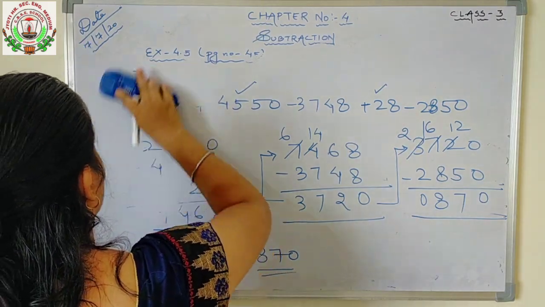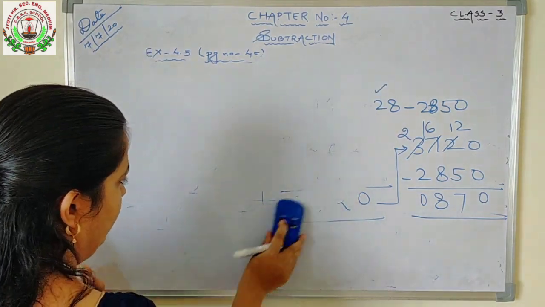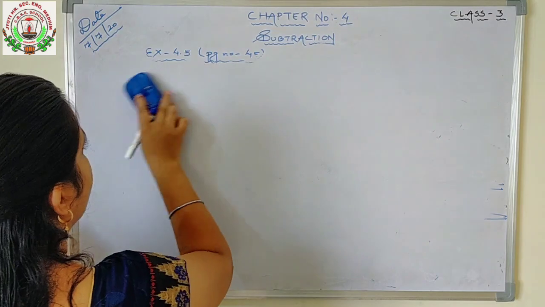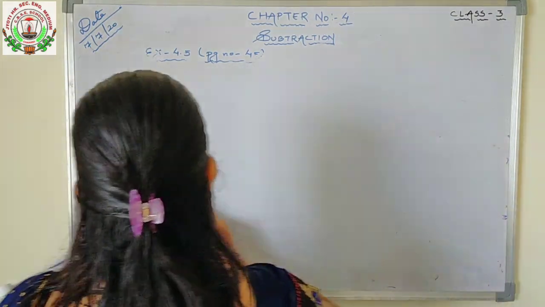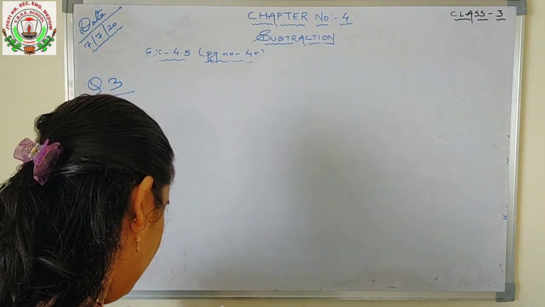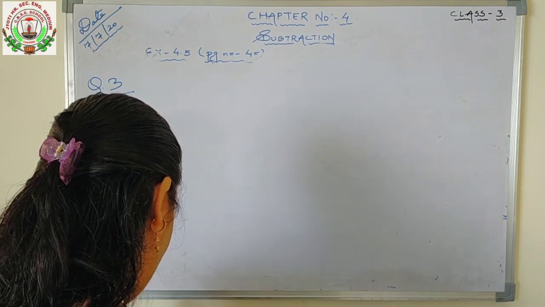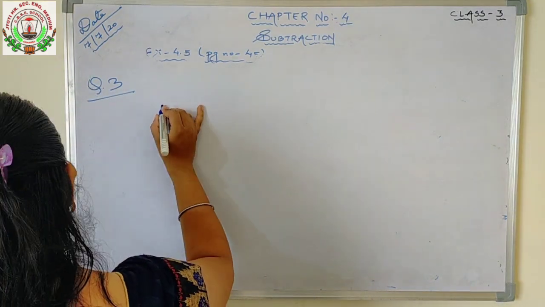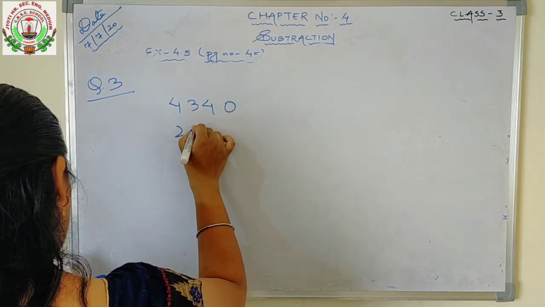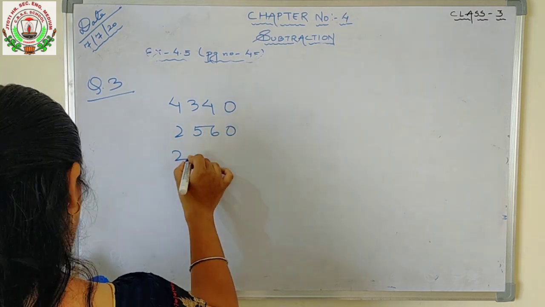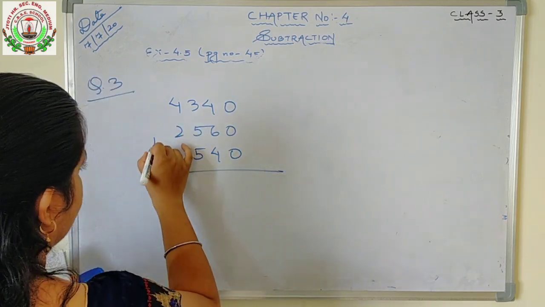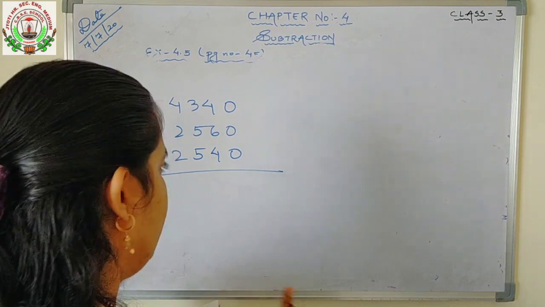Okay. Question number 2 is completed. Only 4 questions left that you will try to solve. Now we will solve question number 3. What is question number 3? What should be subtracted from the sum of 4340, 2560, 2540 to get 6000?